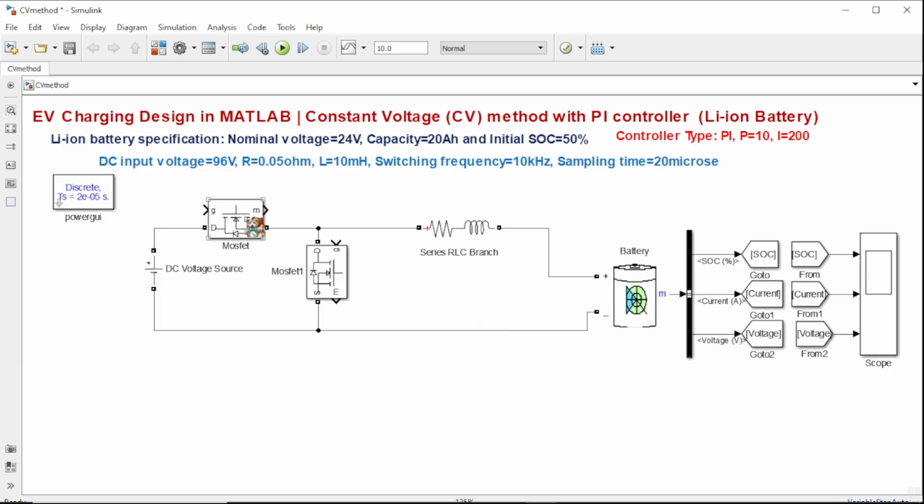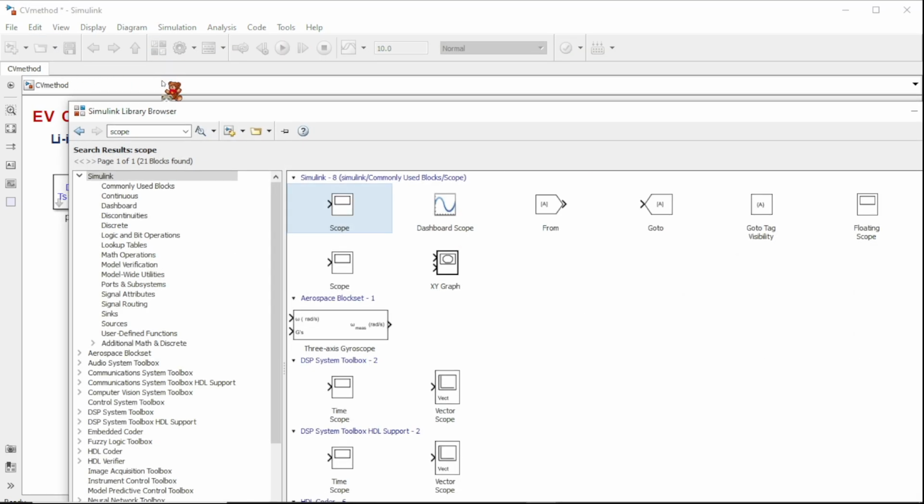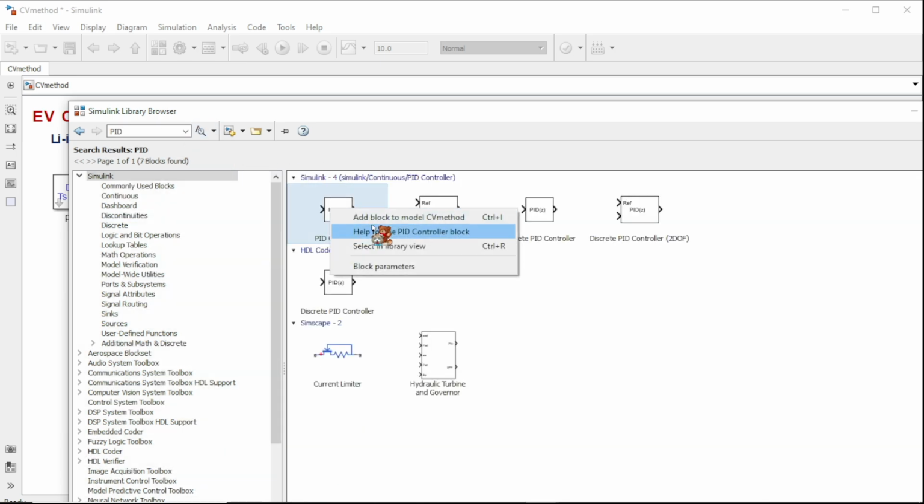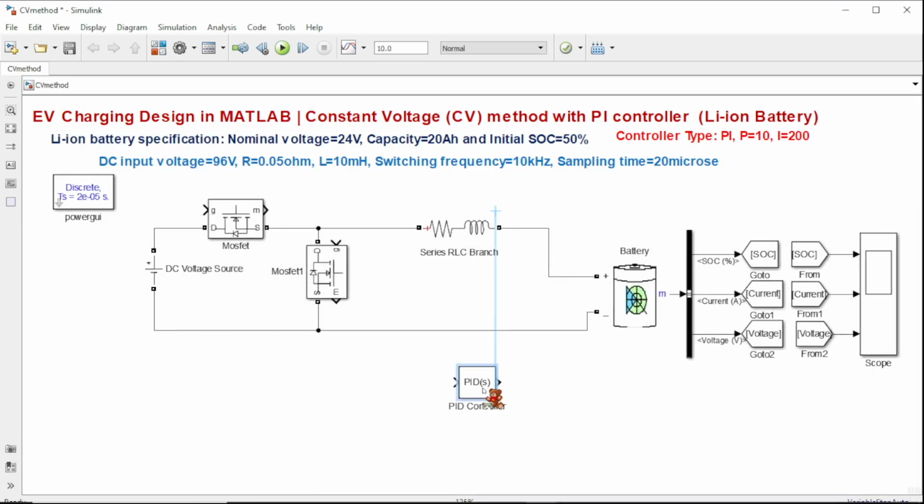Now coming to the controller part. Okay, so here I am using the PI controller. So I am searching that PID controller, just adding it. So here you can see PID controller is adding.